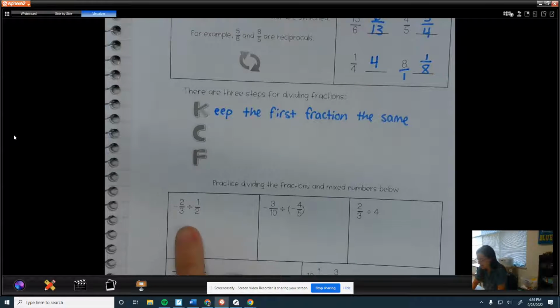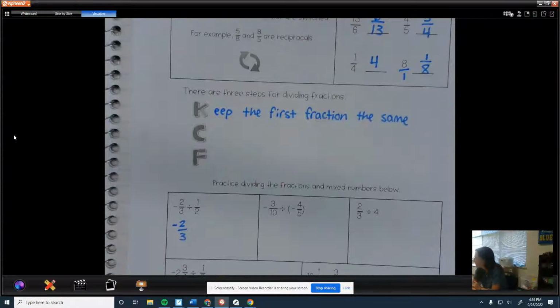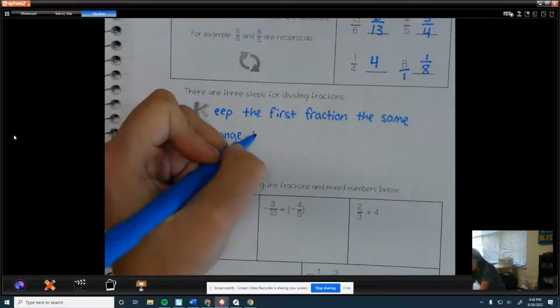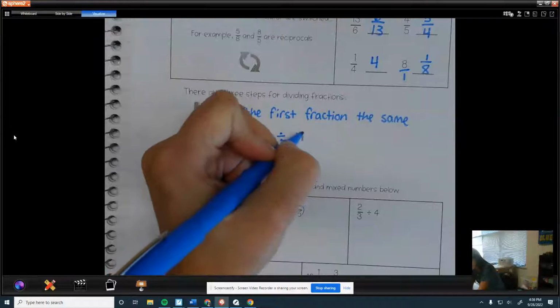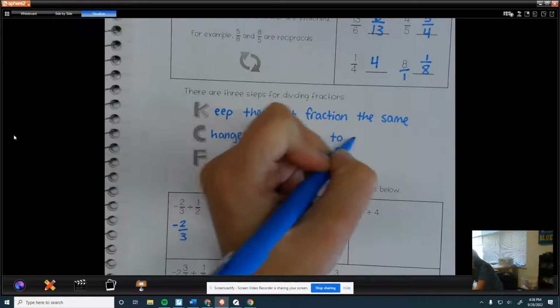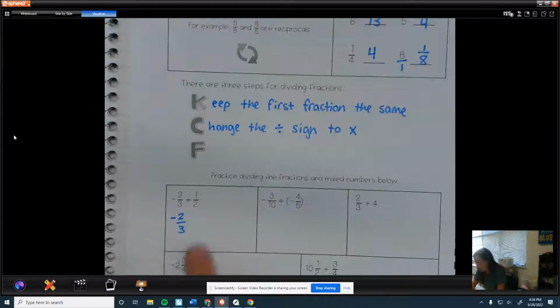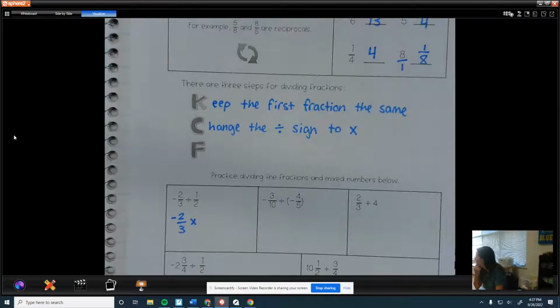So if we look at this example down here, the first fraction is -2/3, so I'm going to keep it the same. I'm going to copy it down. And then the second step would be to change the division sign. I'm just going to draw it out. Change the division sign to multiplication. So down here in this problem, instead of dividing, I'm going to put times. You could put a dot too if you don't want to put the X.